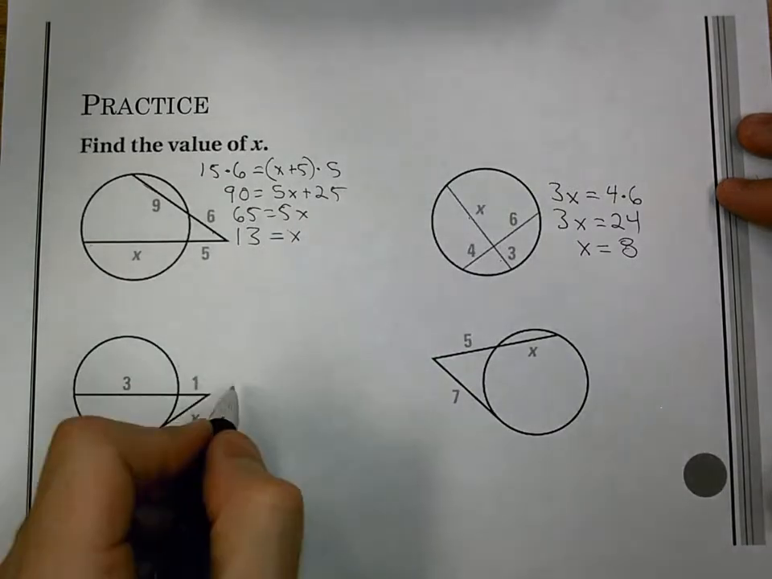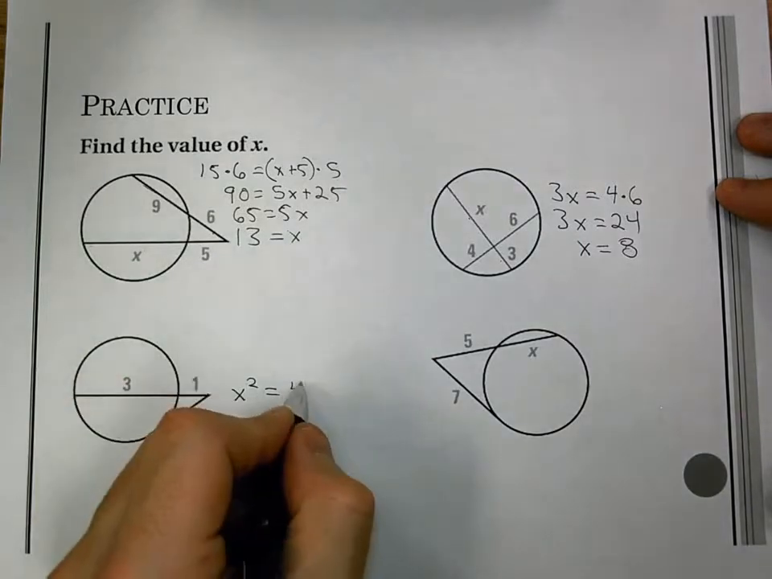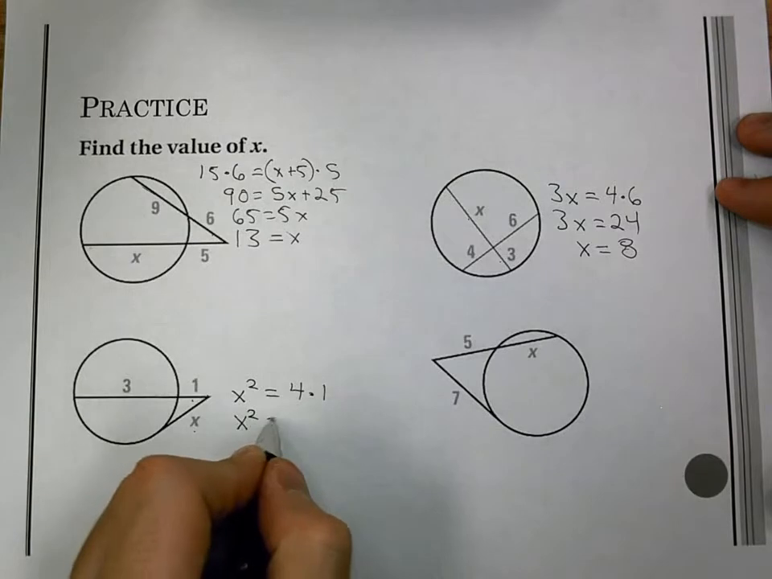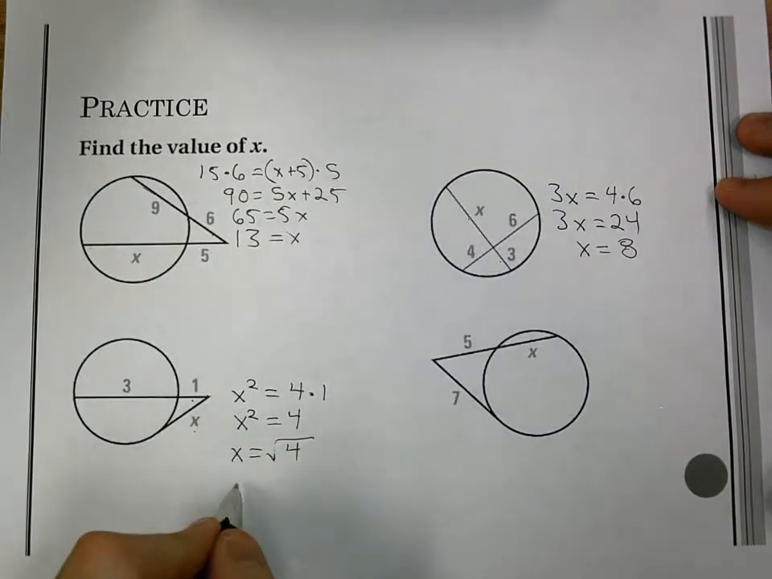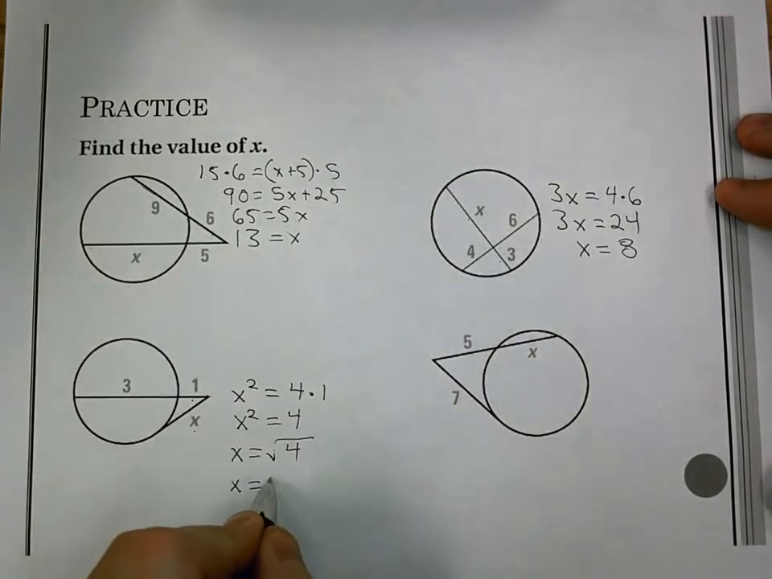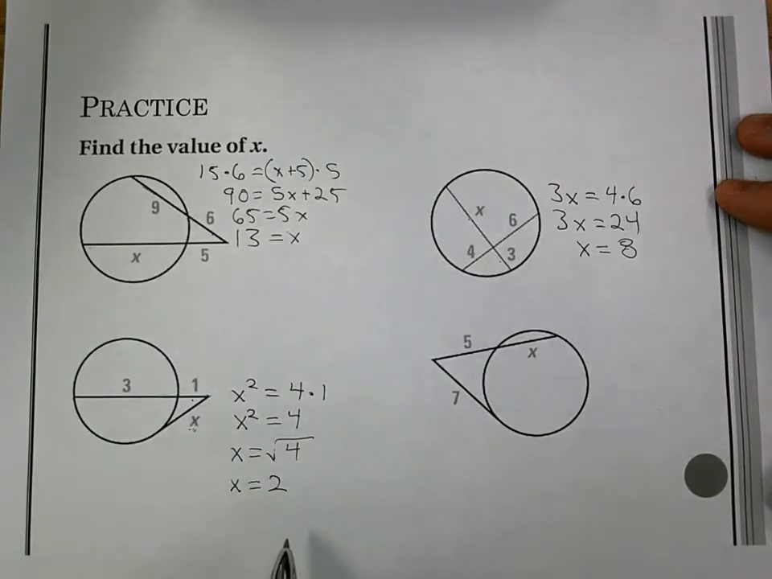So the tangent squared equals the total length, 4, times the outside 1. Then becomes x squared equals 4. I then take the square root of both sides. I get the square root of 4. We're not going to say plus or minus 2. We're only going to take the positive because we wouldn't have a negative 2 for the length. So positive 2 is our answer.